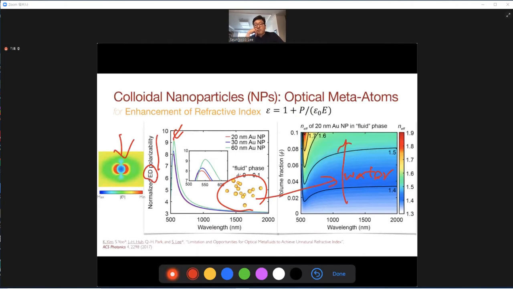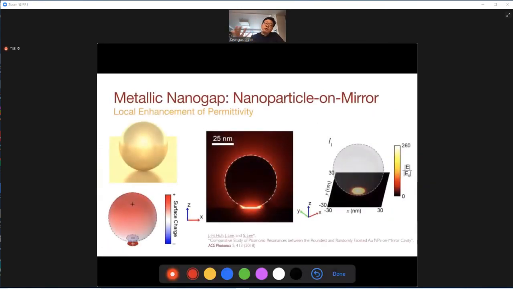Anyone here can purchase gold nanoparticles from a company and disperse them into any fluid, and achieve an effective increase in the refractive index. But I want to go further. In order to further increase the polarization, I'd like to use capacitive coupling through the metallic nanogap. So here is a spherical gold particle, and we can simply put it onto a gold flat mirror.